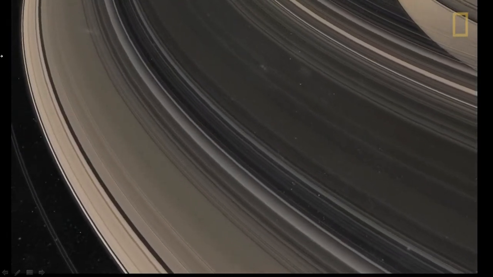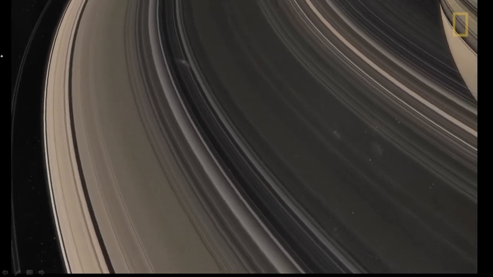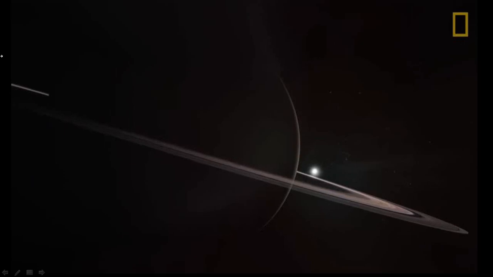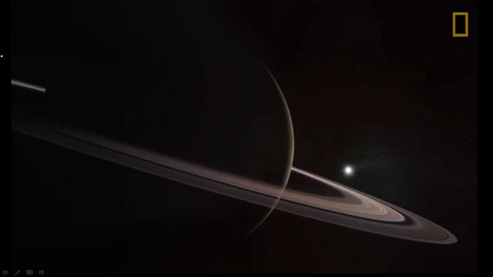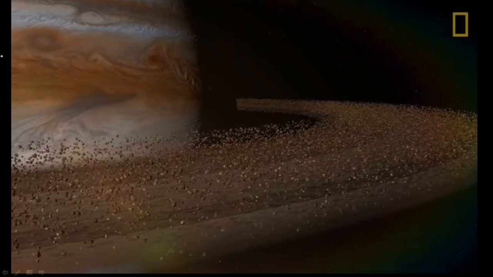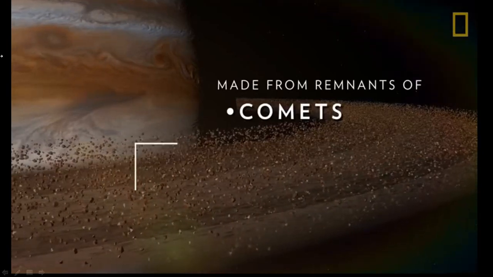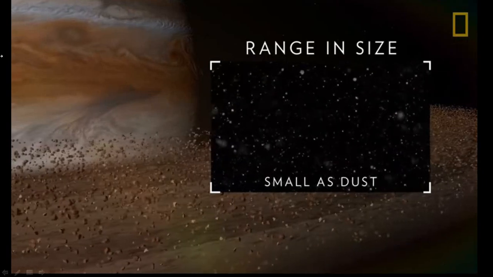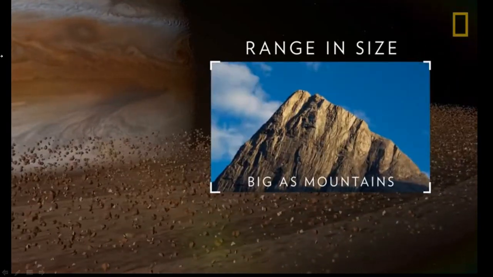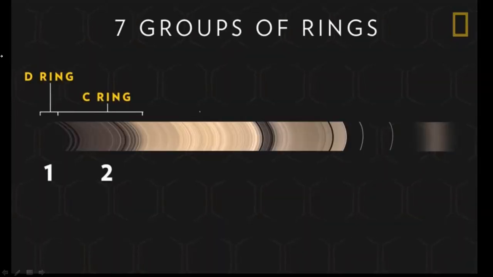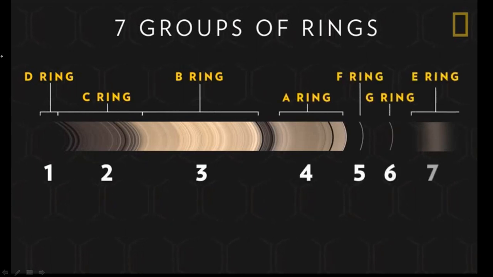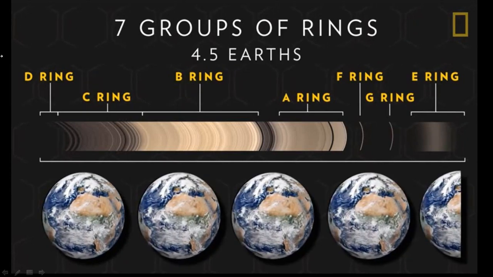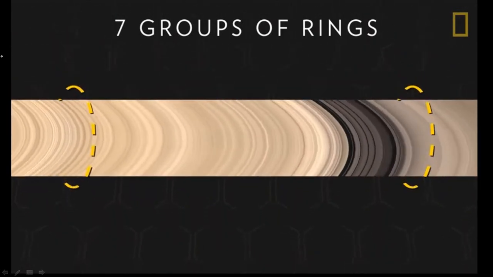Saturn's moons may also play a role in shaping the planet's signature feature, its rings. Saturn's ring system is the largest and most complex in the entire solar system. The rings are made of icy and rocky remnants from comets, asteroids, and moons. The particles range in size from being as small as dust to as big as mountains. The ring system is divided into 7 groups of rings. Altogether, they are as wide as 4.5 Earths, but only about 2/3 of a mile thick.